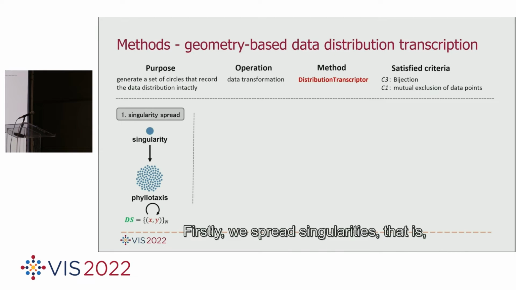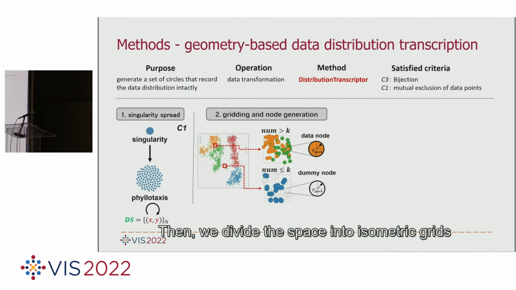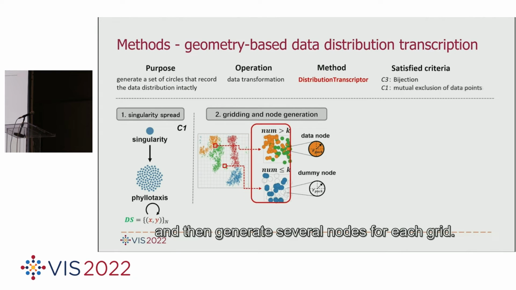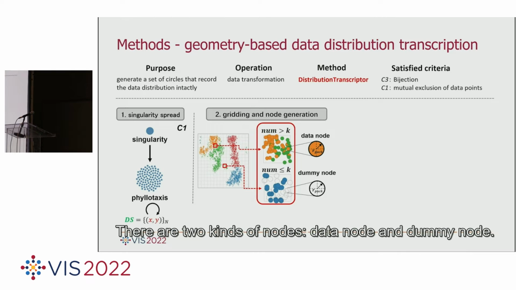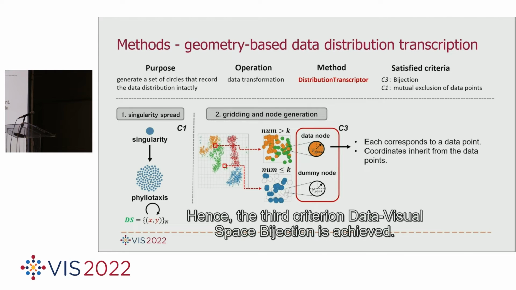Firstly, we spread singularities, that is, a group of data points with identical coordinates, following the phyllotaxis of sunflowers. This operation achieves the mutual exclusion of data points. Then, we divided the space into isometric grids, and then generate several nodes for each grid. There are 2 kinds of nodes, data node and dummy node. Each data node corresponds to a data point. Hence, the third criterion, data visual space bijection, is achieved.